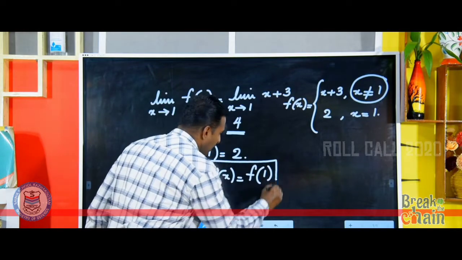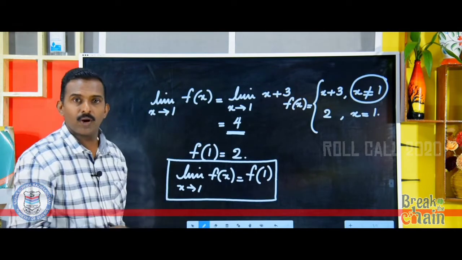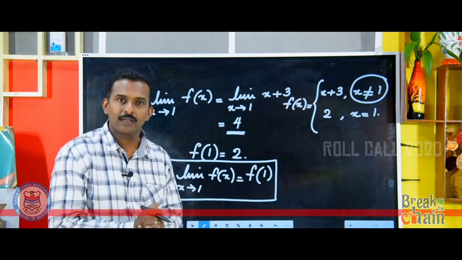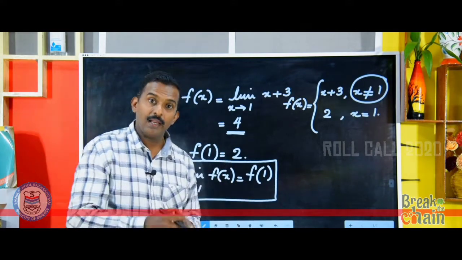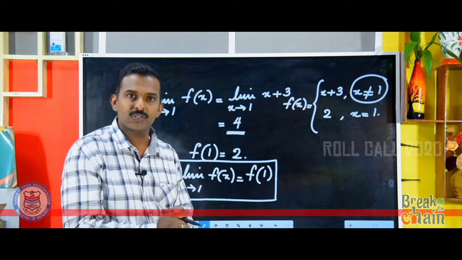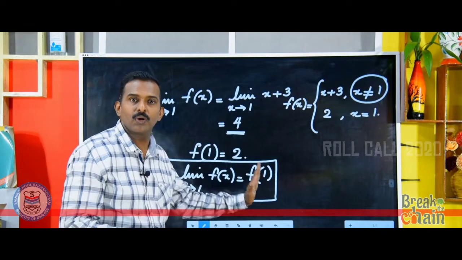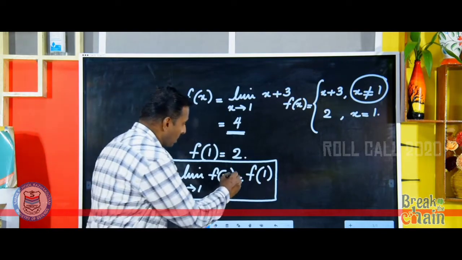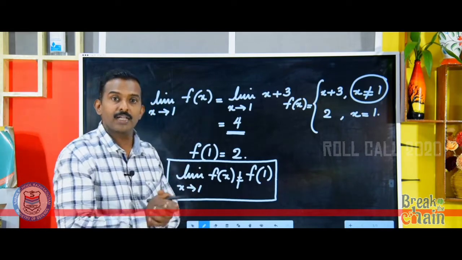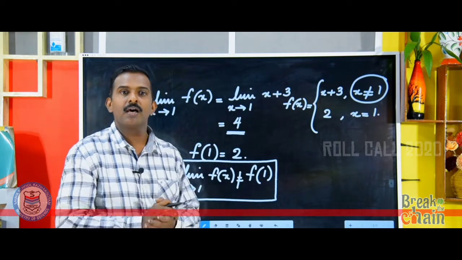This is the reason why this function is not continuous at x equal to 1. In the previous case, the limit did not exist. In this case, the limit existed, but it is not equal to the function value. That is why the function is not continuous at x equal to 1.